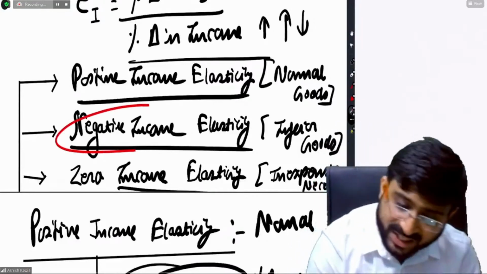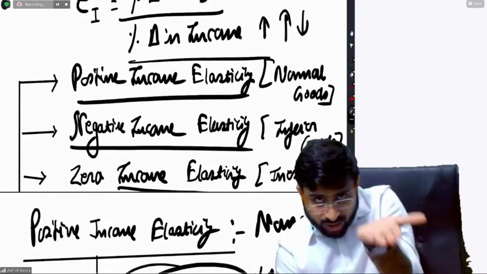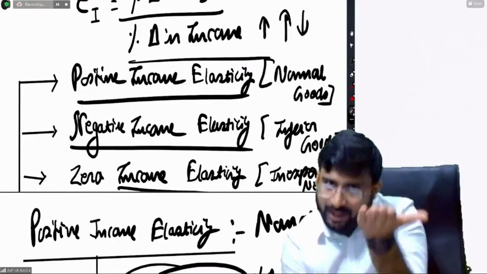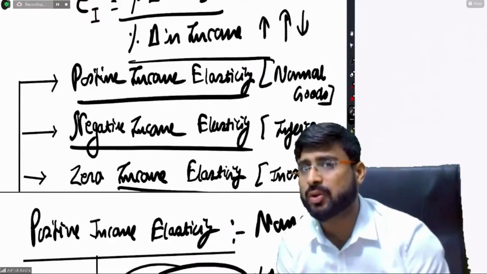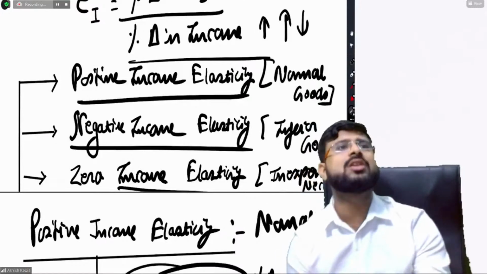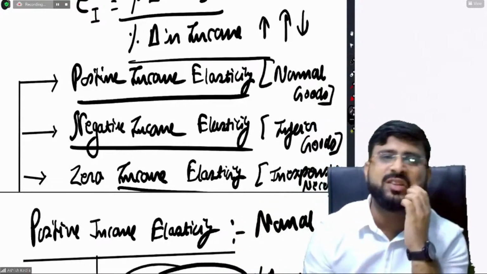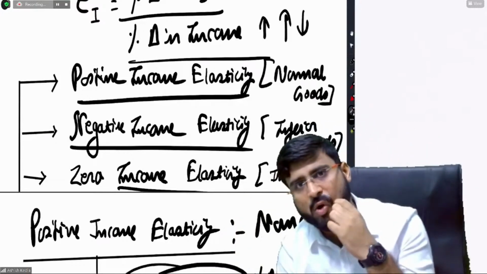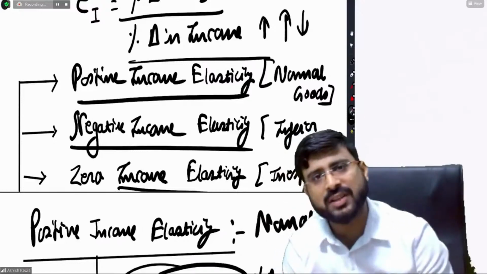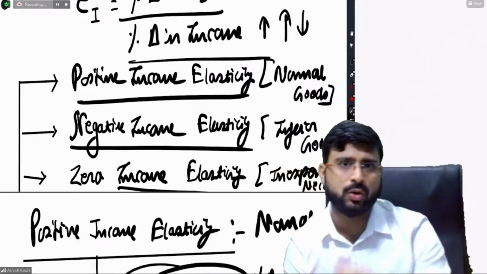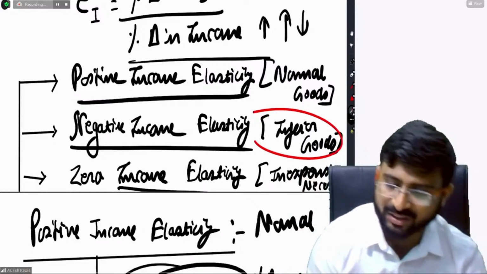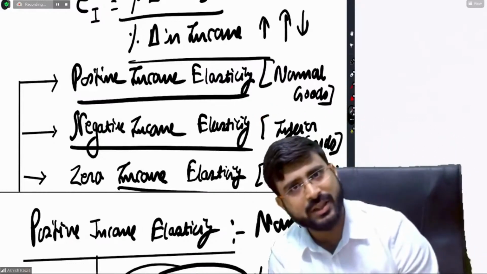For normal goods like shirts, positive income elasticity. What is negative income elasticity? When your income rises, quantity demanded falls. This happens for inferior goods. When your income rises, why will you be consuming inferior quality commodities anymore? You will shift to better commodities, right? That is inferior goods. Negative income elasticity.